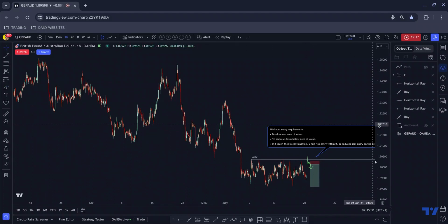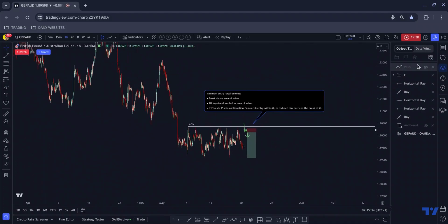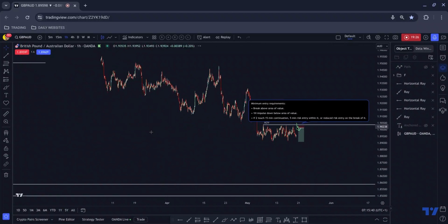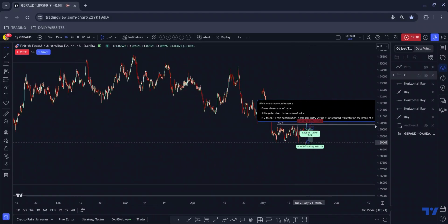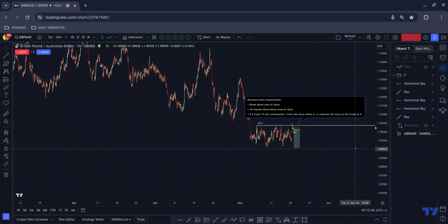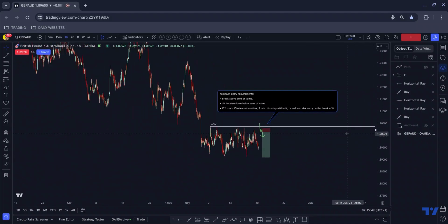If we did get that, once again, it would likely be all systems go, and then I would be targeting the lows that I just showed you, which I'll be targeting that low, okay, and managing my stop loss for what would be quite a big trade, but we'll see. We'll see what happens, okay?